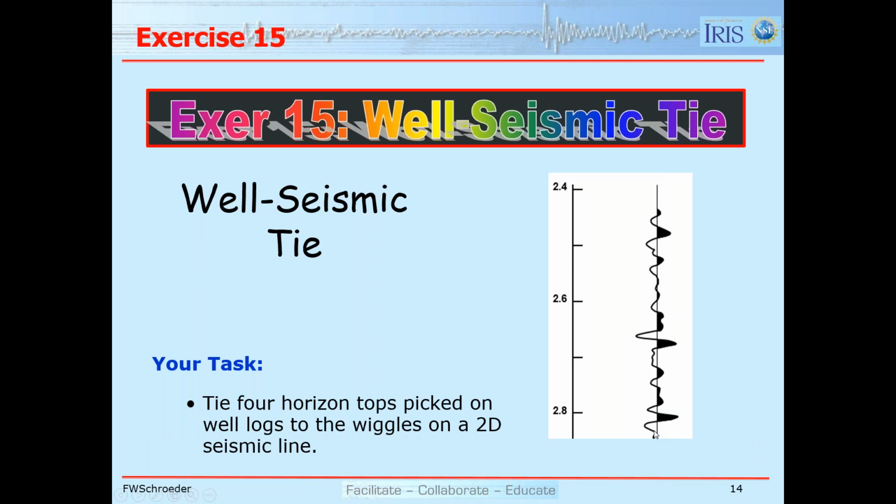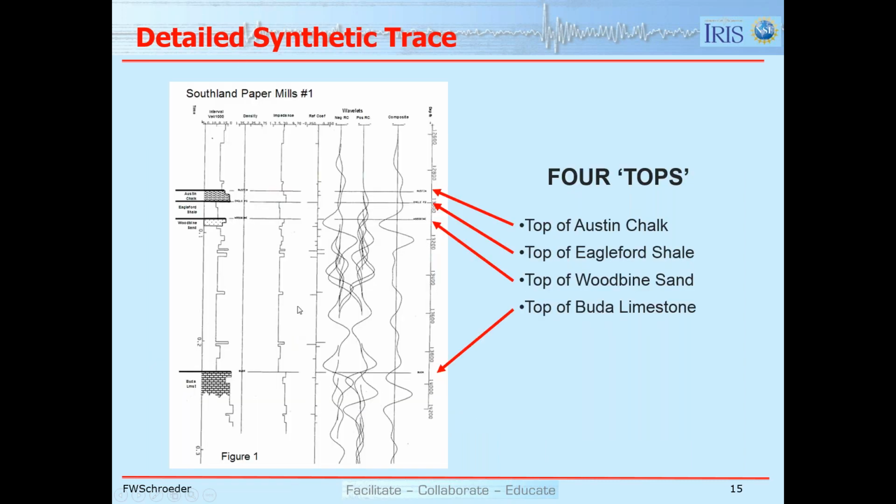So we have a few minutes, so I put in the introduction to the exercise that goes with this lecture, exercise 15, well seismic ties. You're going to have 4 horizons, and you want to match or correlate those horizons to portions of the seismic trace. So this is the well that you have, Southland Paper Mill number 1.